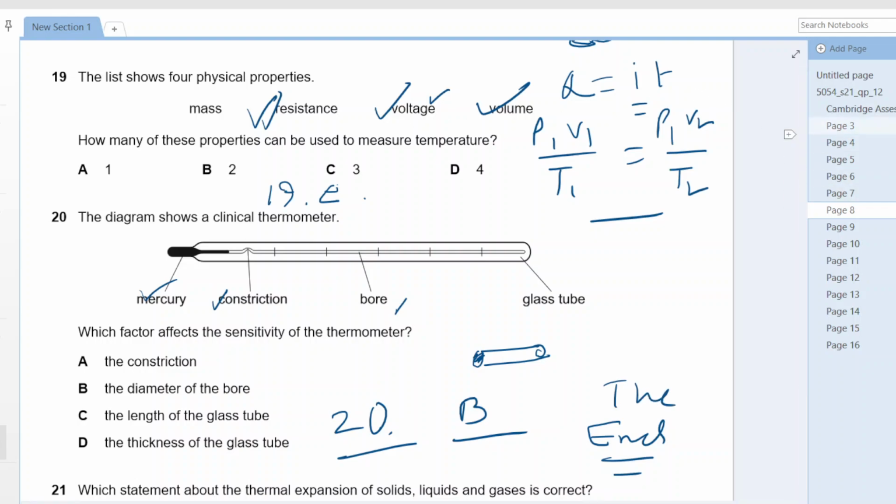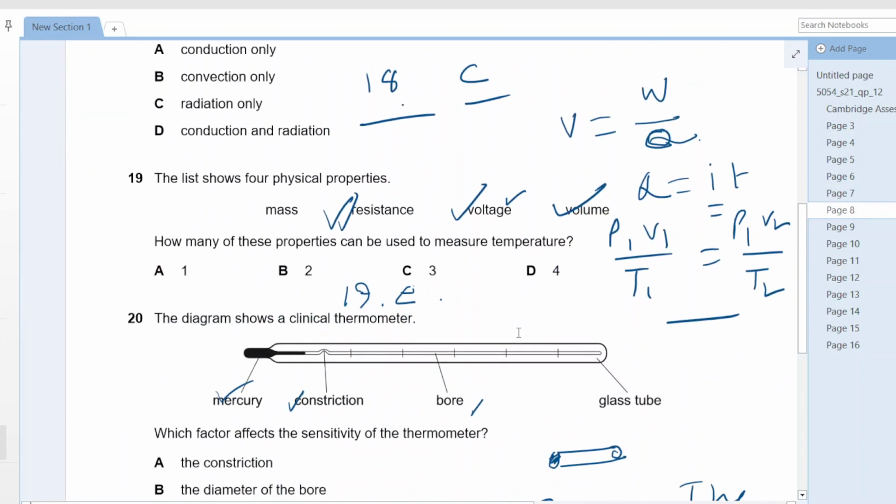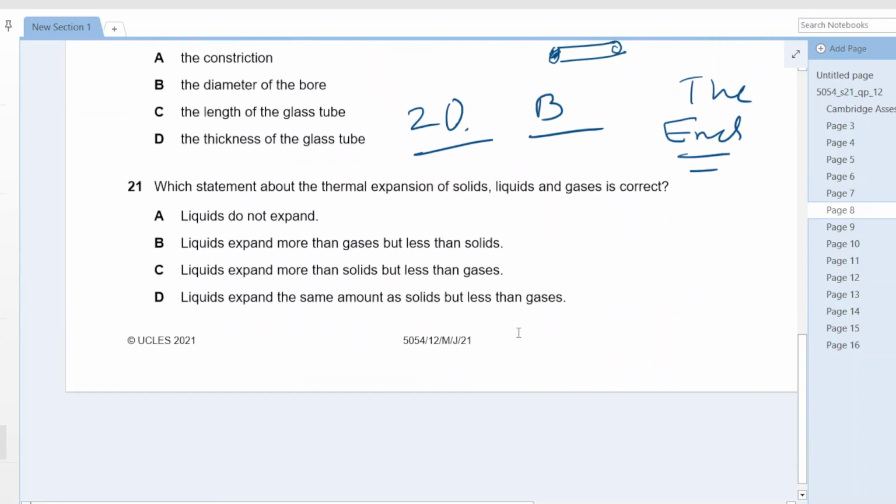And let me write question number, question 1 to 20. This is multiple choice question, and here is the end. Khuda Hafiz.